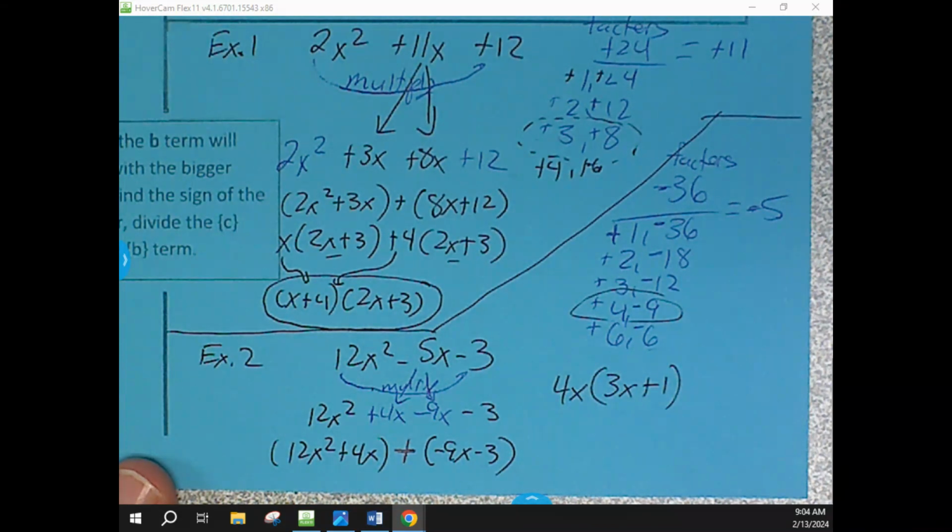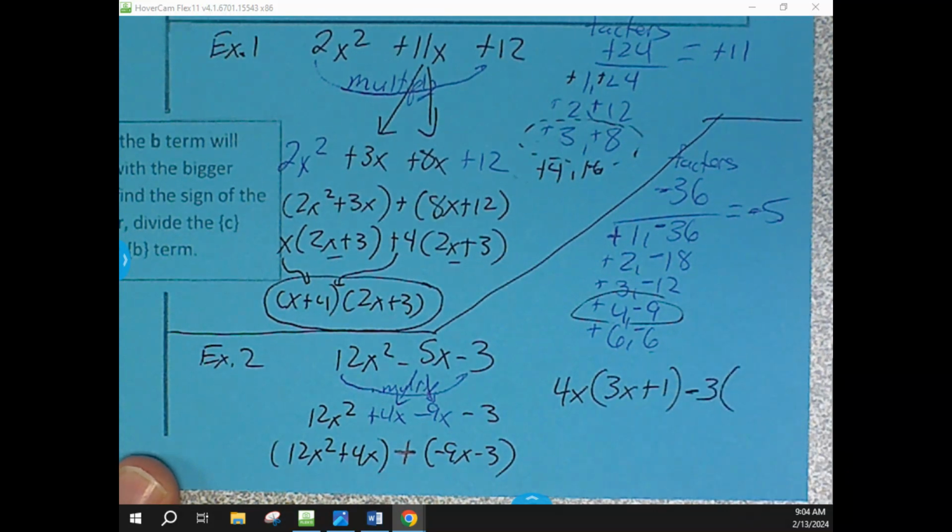Okay, if it's negative 9 and negative 3, what do they both have in common? Okay, got a negative, we can divide them both by 3, correct? So we're going to take out a negative and a 3. So if we do negative 9 divided by negative 3, that's a positive 3x. If we do a negative 3 divided by negative 3, that's a positive 1.